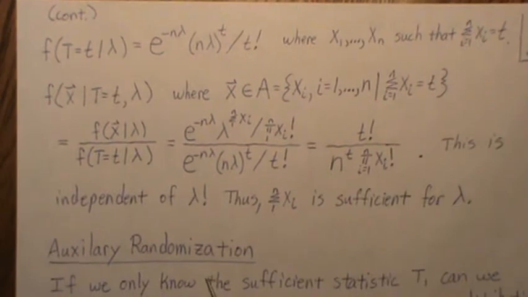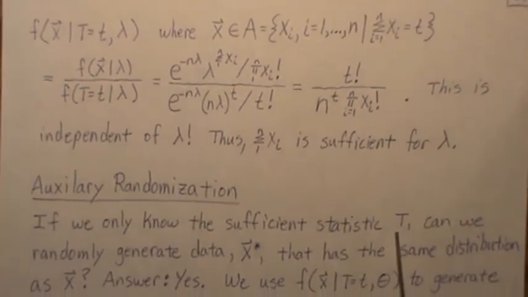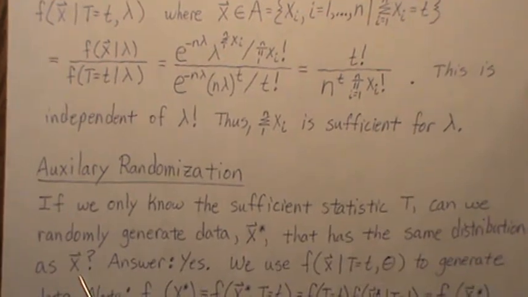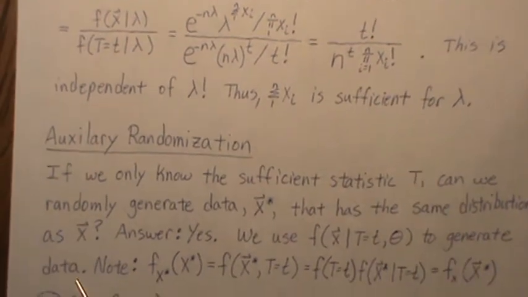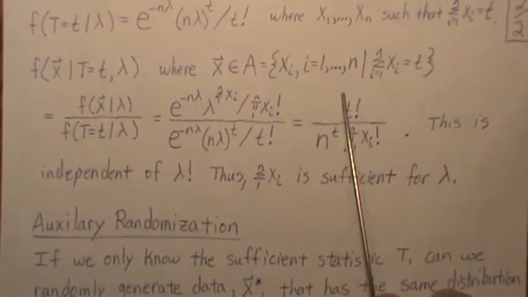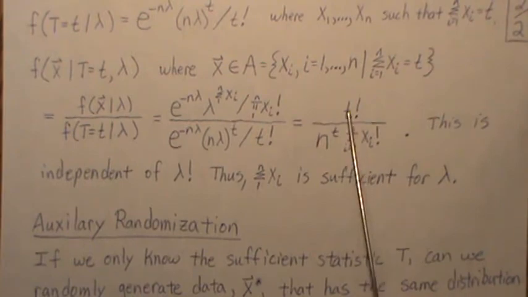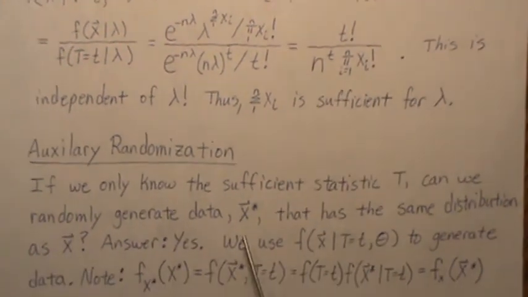Now, auxiliary randomization is this. If we only know the sufficient statistic t, can we randomly generate data, call it x star, that has the same distribution as x? And the answer is yes. And then we use this conditional distribution to generate data, right? So here, there's no unknown parameters. So everything here can be known, and we use this to generate that random sample.